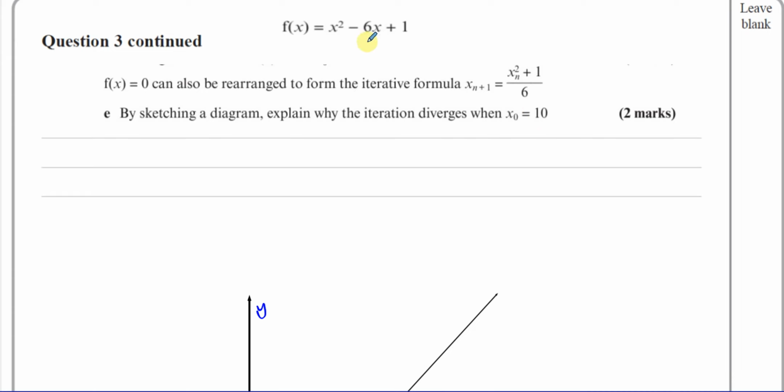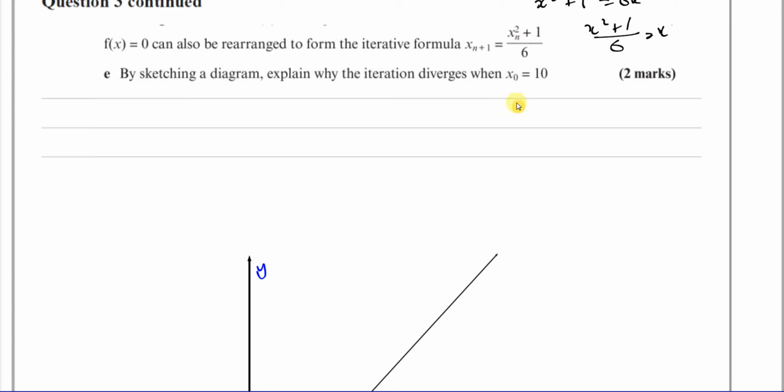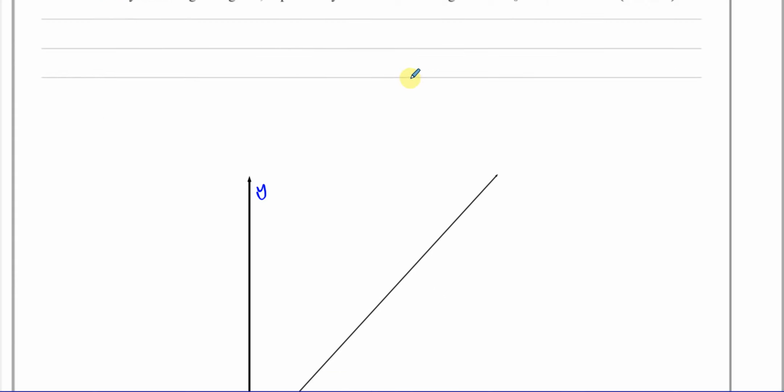Obviously what they've done here is make x the subject. They didn't tell us to show how, but we can do it. We start off with x squared minus 6x plus 1 equals 0. If you make x the subject, you have x squared plus 1 is equal to 6x, so (x squared plus 1) over 6 equals x. By making x the subject, you end up with this iterative formula. Now, they're saying by sketching a diagram, explain why the iteration diverges when x0 equals 10.